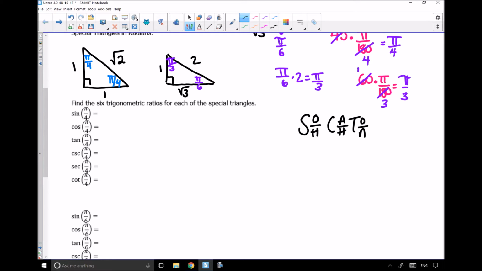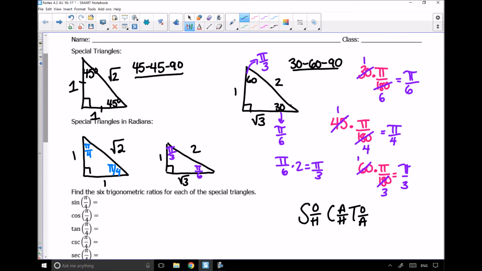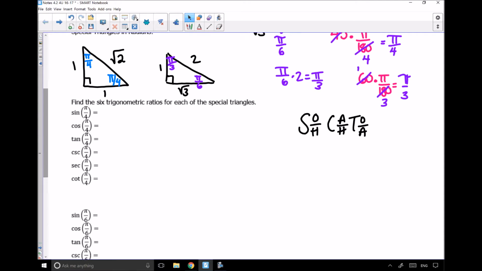And when we have SOHCAHTOA, we know that sine is the opposite over the hypotenuse, cosine is the adjacent over the hypotenuse, and tangent is the opposite over the adjacent, okay? So I'm just going to have this moved over a little bit, and then we're going to go ahead and draw our triangle out so that way we can figure out our trigonometric ratios, okay?